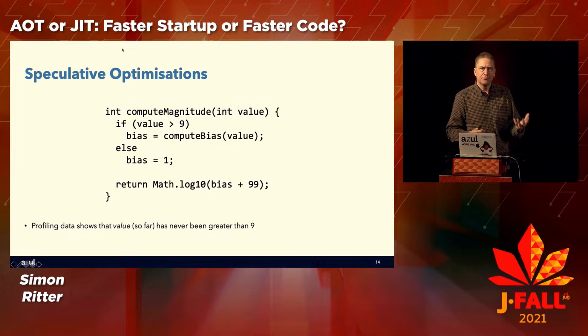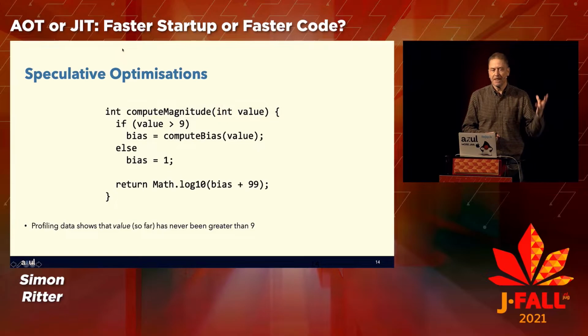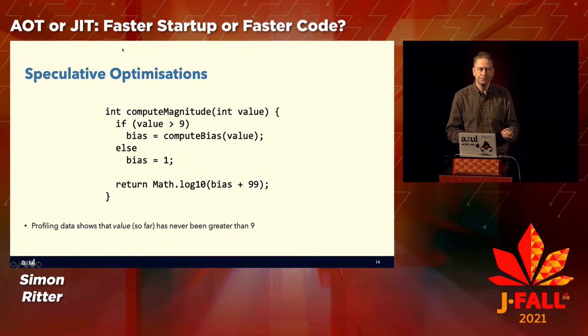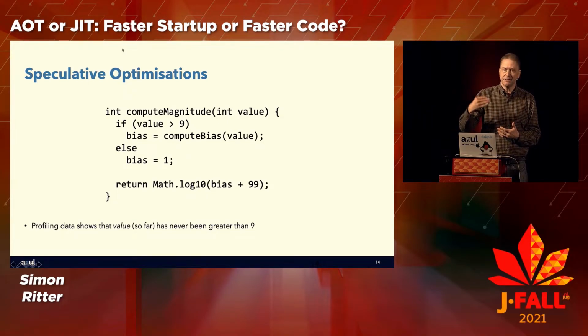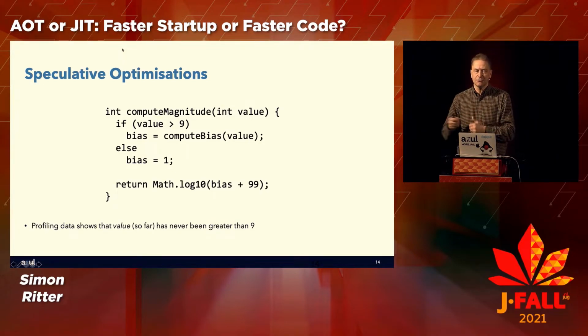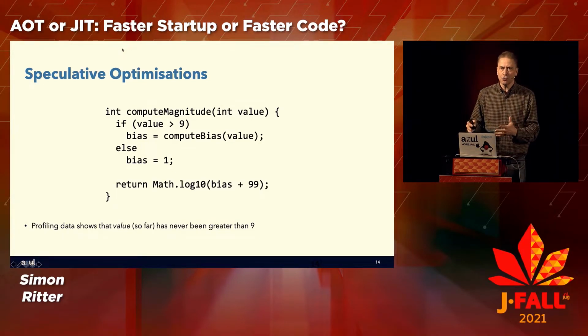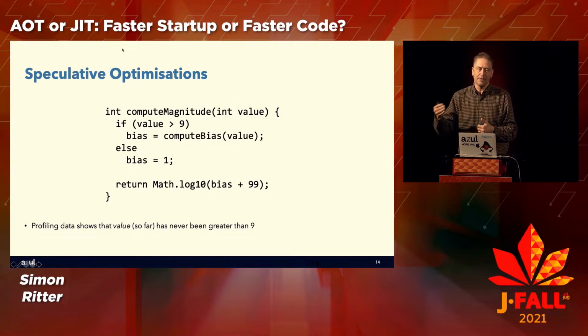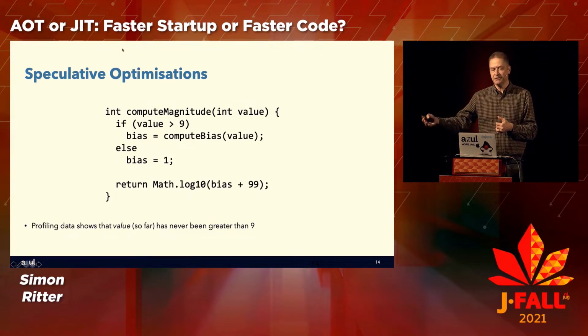Let's talk a little bit more about speculative optimizations, because these are very important to the ability to use JIT compilation. Here I've got a slightly contrived method, but it does demonstrate what we can do in terms of improving efficiency of code. My method is called computeMagnitude, and it takes a value, and then says if the value is greater than 9, we're going to determine a bias by calling another method that does some sort of computation. If the value is not greater than 9, then we just set the bias to be 1. And then we return the log base 10 of the bias value plus 99.